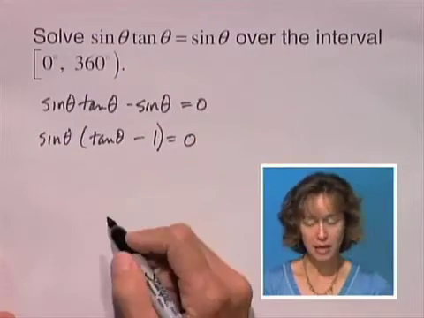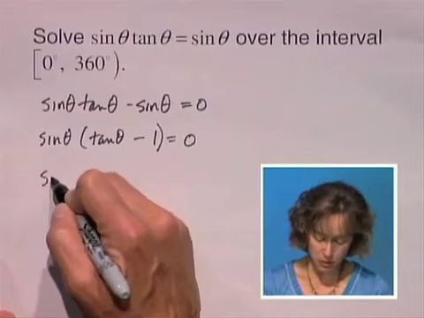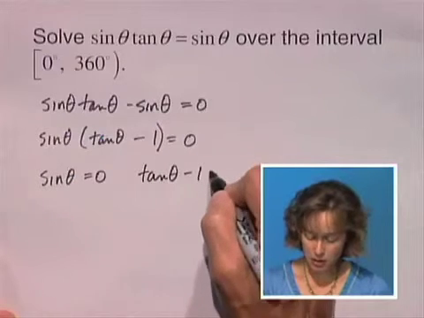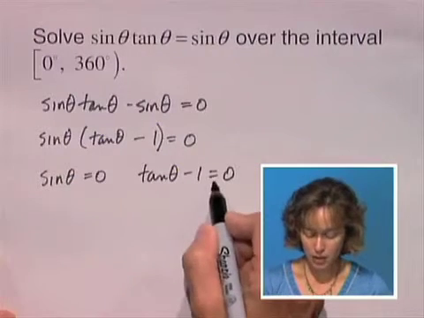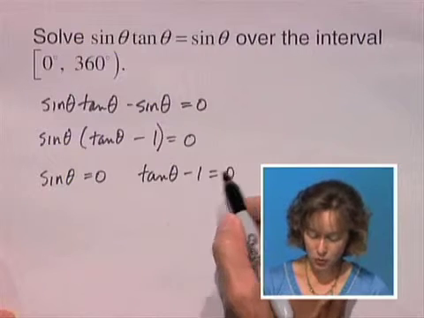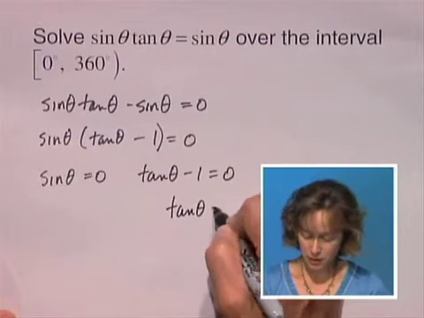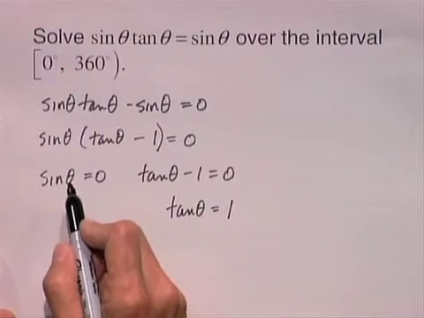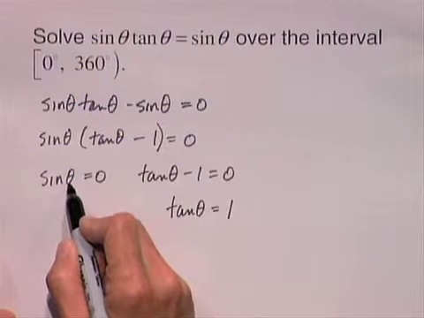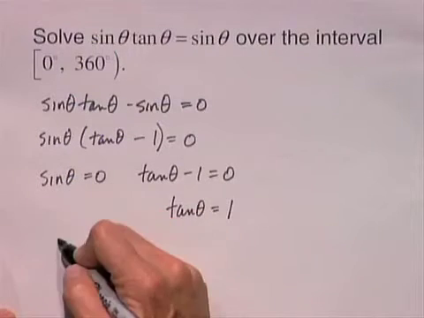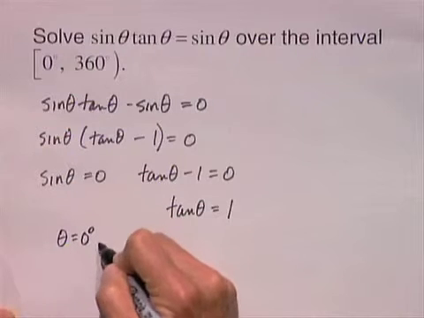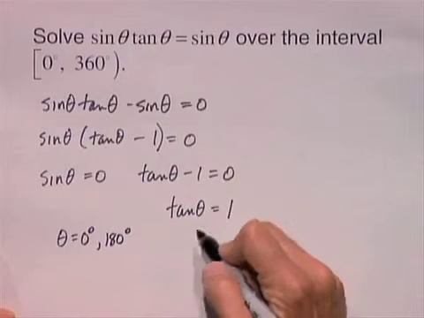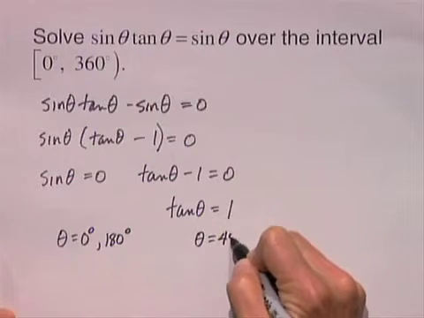At this point, I want to set each factor equal to 0. I set sine theta equal to 0 and tangent theta minus 1 equal to 0. Where I have tangent theta minus 1 equals 0, I'm going to add 1 to each side to get tangent theta equals 1. Now I'm looking for theta. The angles theta for which the sine is 0 are the angles 0 degrees and 180 degrees. The angles where the tangent is equal to 1, one of them is 45 degrees in quadrant 1.